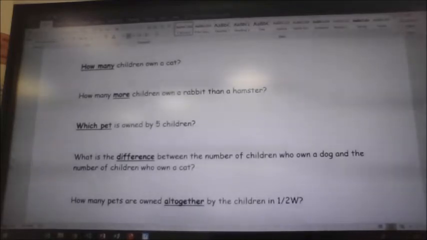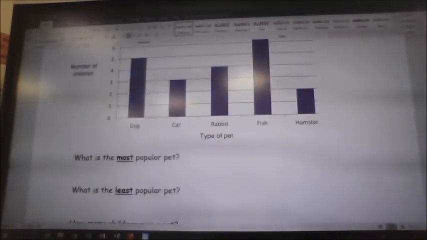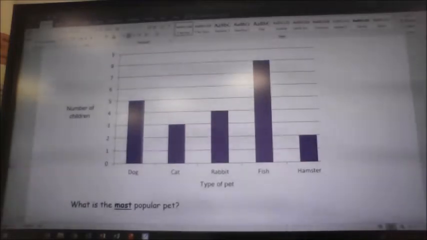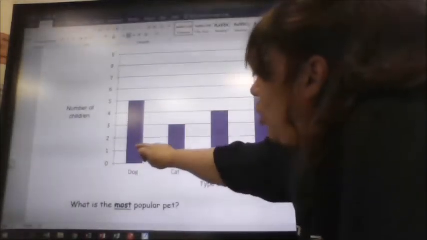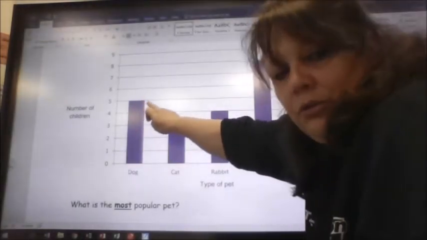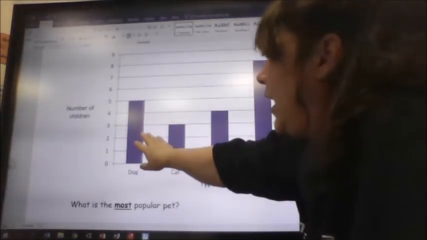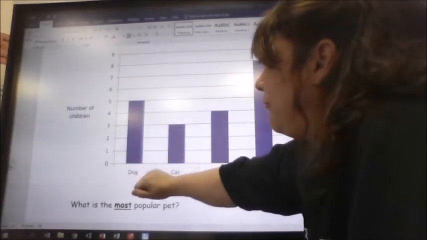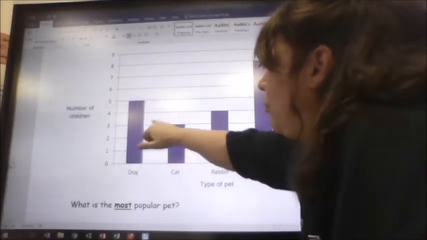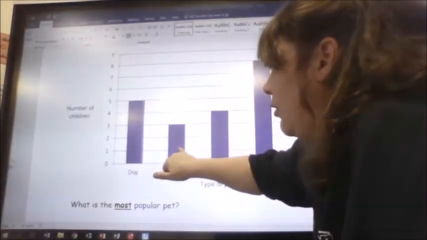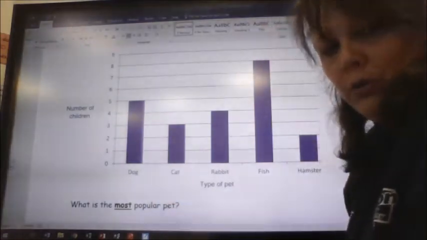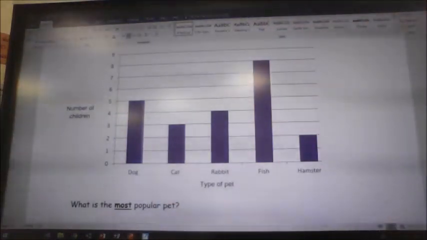Okay. So then if I have a look at another question, I've got what's the difference between the number of children who own a dog and the number of children who own a cat? So if I look on my chart, I've got 1, 2, 3, 4, 5 children own a dog. 1, 2, 3 children own a cat. If I want to work out the difference, I'll take the lower number away from the higher. So 5 take away 3 equals 2. So 2 more children own a dog.